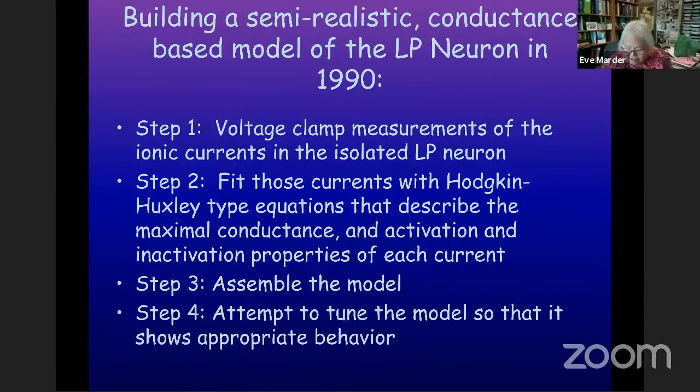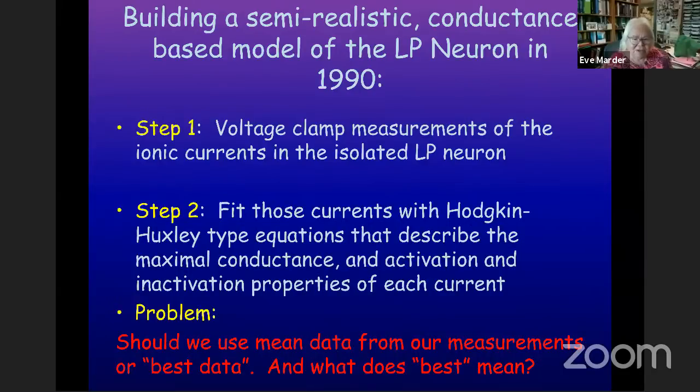I just want to talk to you about a couple of the problems we encountered. The first big problem was that when we did our voltage clamp data, like everybody else, we got data that was somewhat variable. And the first problem we had to deal with was to ask the question, should we use mean data from all of our measurements or our best data? And then what does best mean?